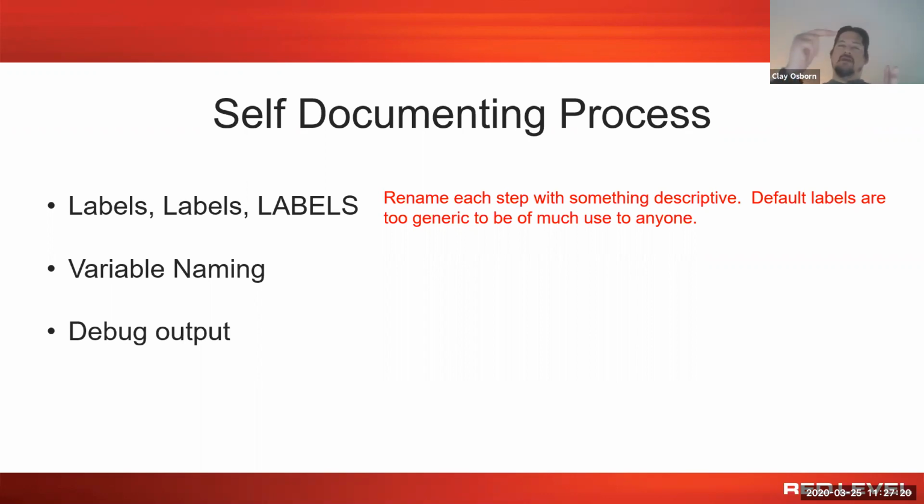And knowing those steps, just seeing set variable one, set variable two, set variable three, you've got to dissect it and figure out what it's doing at that point. The default labels are just too generic to be of use to anyone. You want to be very descriptive. Update SharePoint list, all the way down. Well, what SharePoint list? Be descriptive: updating the customer record, updating the client timesheet, any of these kinds of things, just to let you know what the step is doing.